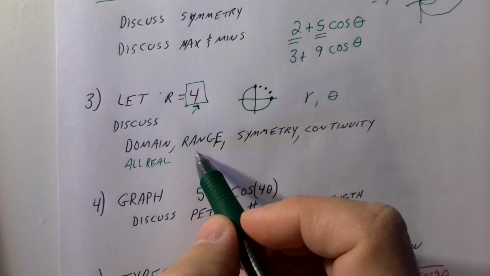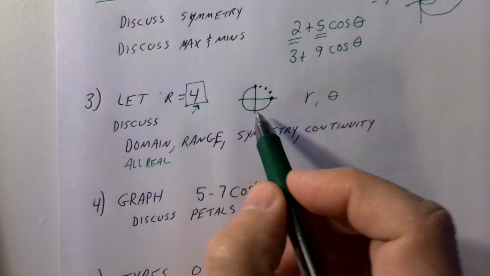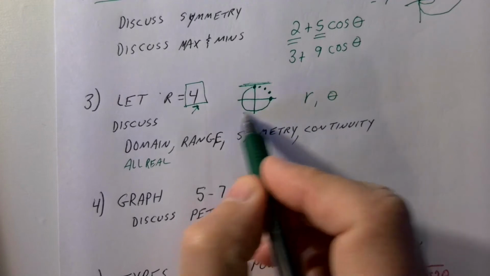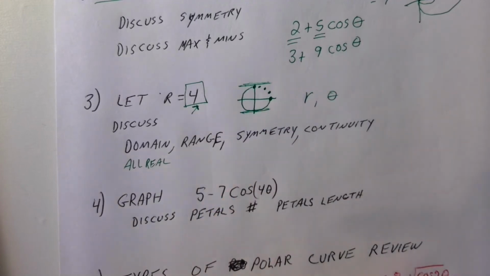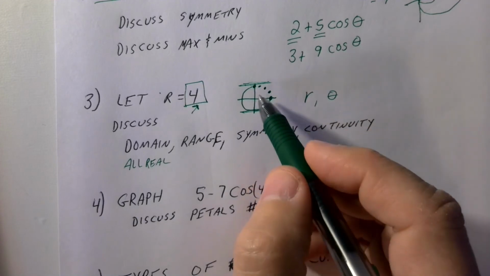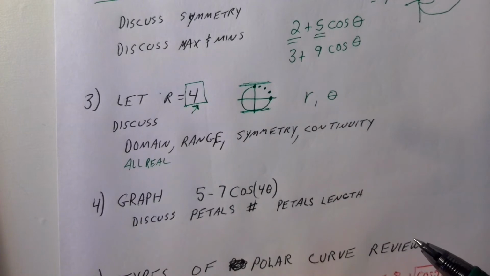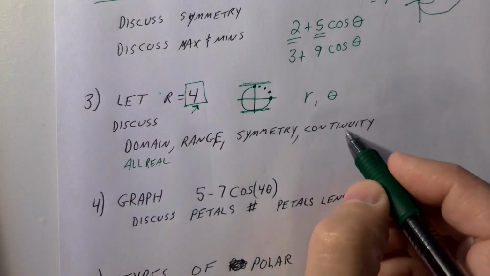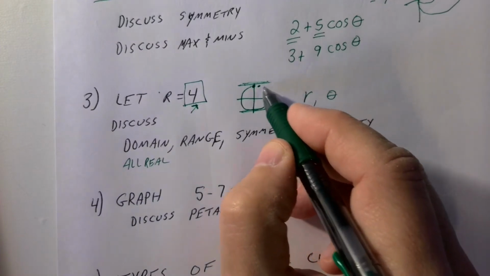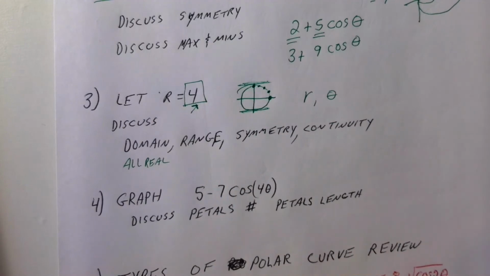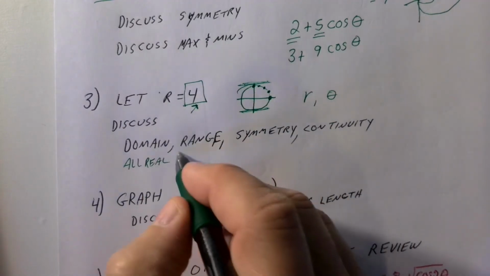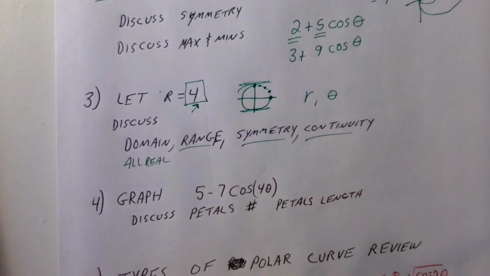Now range, we could definitely say that goes from negative 4 to 4 in terms of our stuff. Symmetry, this one happens to be perfectly symmetrical on the x-axis and on the y-axis. And continuity, there are no gaps or breaks or anything like this, so it is continuous. Now we could talk about all of these things, domain and range and symmetry and continuity, on any of the graphs that we did. Okay?